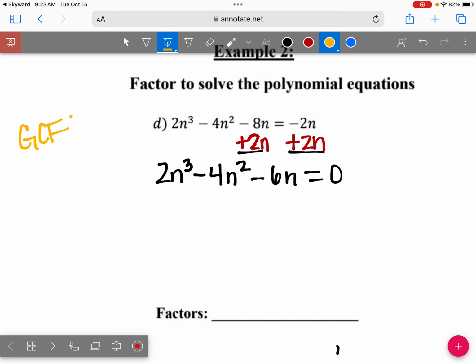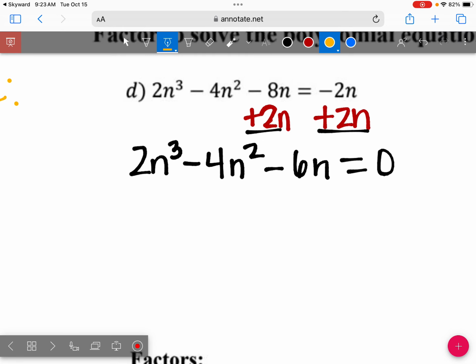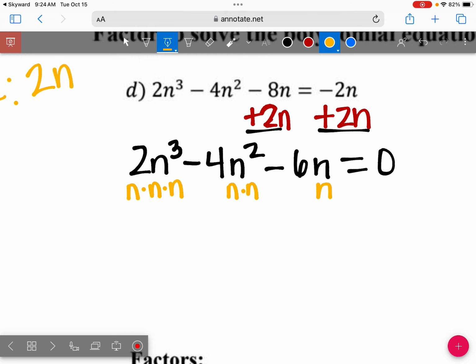Let's go ahead and find our GCF. What do you think I'm taking out of all three of those terms? A 2. I agree. What else can I take out? I could take out a 2, and what else? Can I take out an n? Because remember, this first one has 3 n's. This one has 2 n's. And this third one has 1 n. So they all have at least 1 n that I can take out. So my GCF would be 2n.